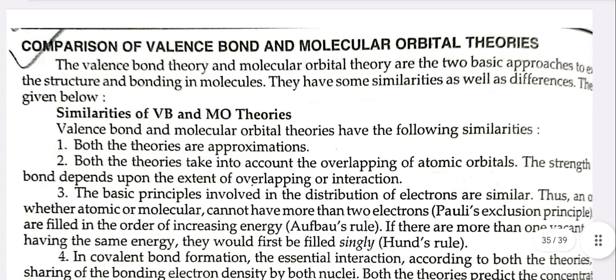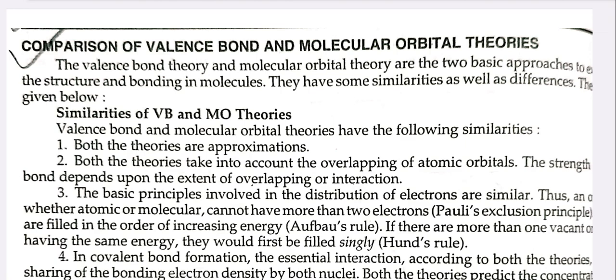Comparison of valence bond and molecular orbital theory. The valence bond theory and MOT are the two basic approaches to explain the structure and bonding in molecules. They have some similarities as well as differences. These are given as similarities of valence bond theory and MO theory. Both the theories are approximations. Both the theories take into account the overlapping of atomic orbitals. The strength of the bond depends upon the extent of overlapping or interaction. The basic principles involved in the distribution of electrons are similar.